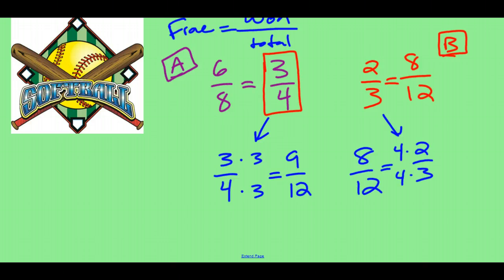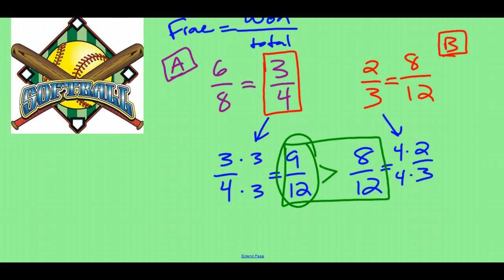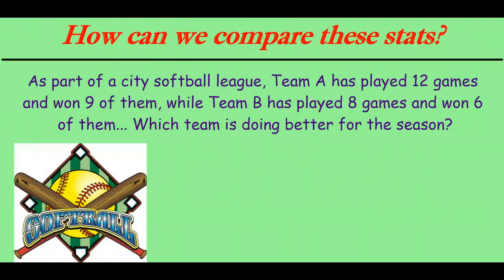Now these two fractions we can compare. 9/12 is greater than 8/12 because they have the same denominator, and 9 is greater than 8 as the numerator. So Team A has won more games because the same fraction as 6/8 can be represented as 9/12, and of course 8/12 is 8/12. So then what about something like this?